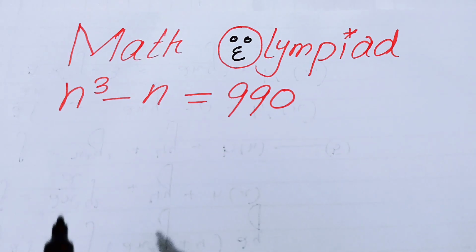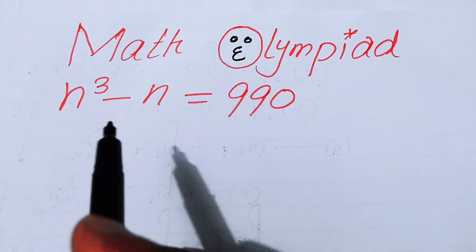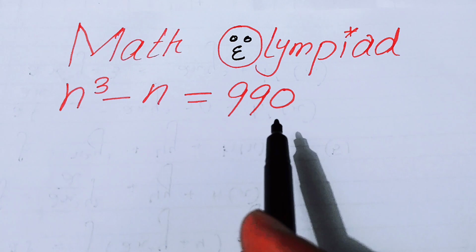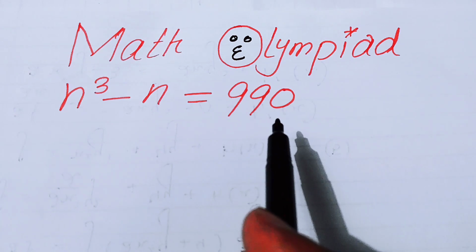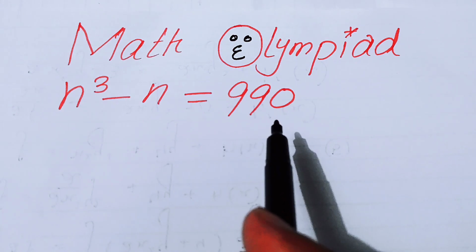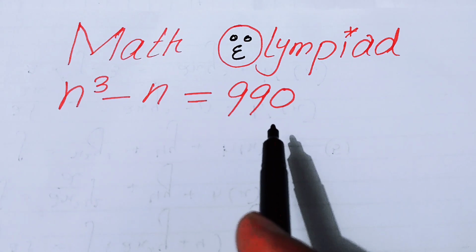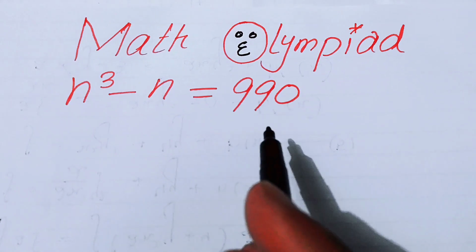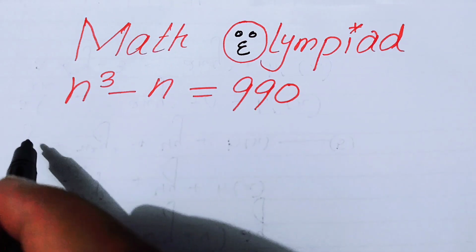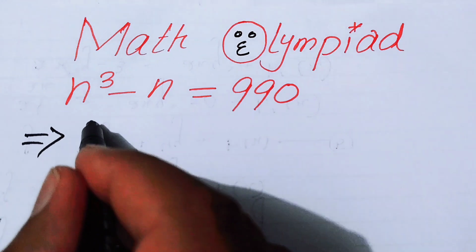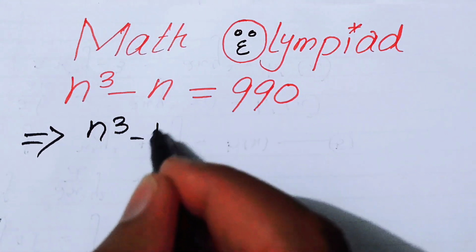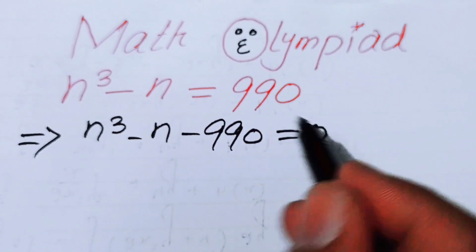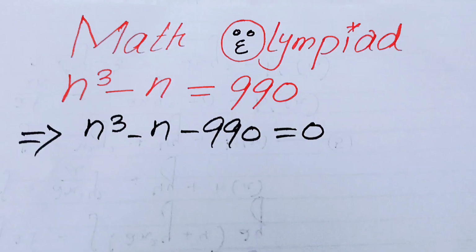In this video we are going to solve this nice algebra problem. Here we have n cubed minus n is equal to 990. We will solve this problem for the real values of n. So the very first thing we are going to do is move this 990 to the left hand side so that we get n cubed minus n minus 990 is equal to 0.